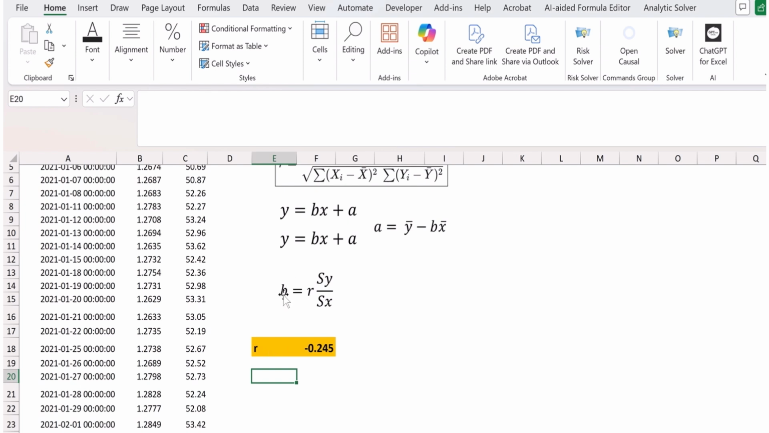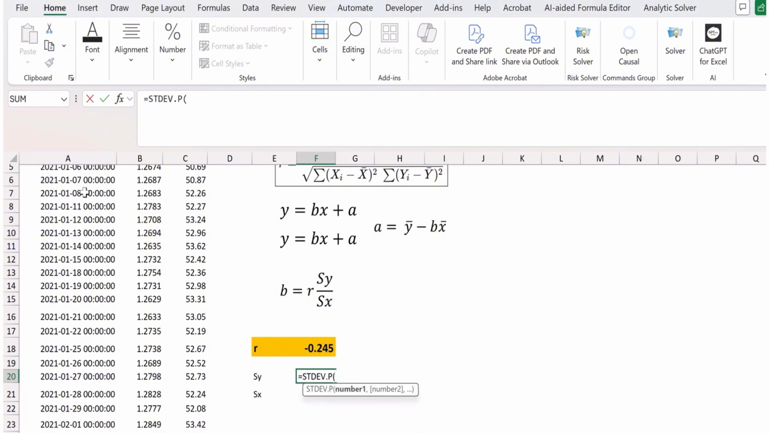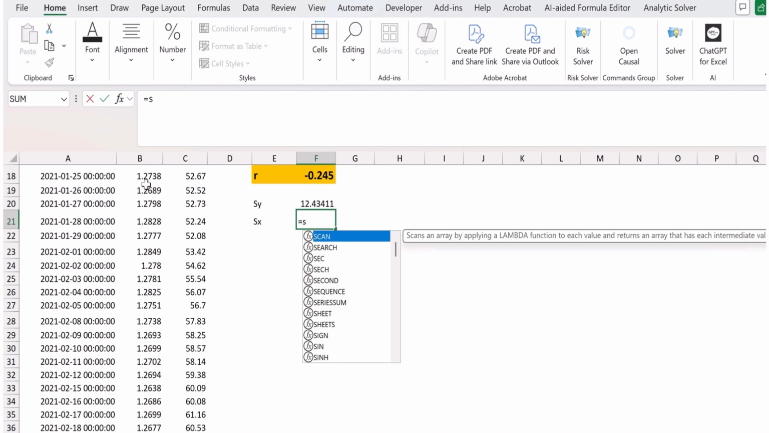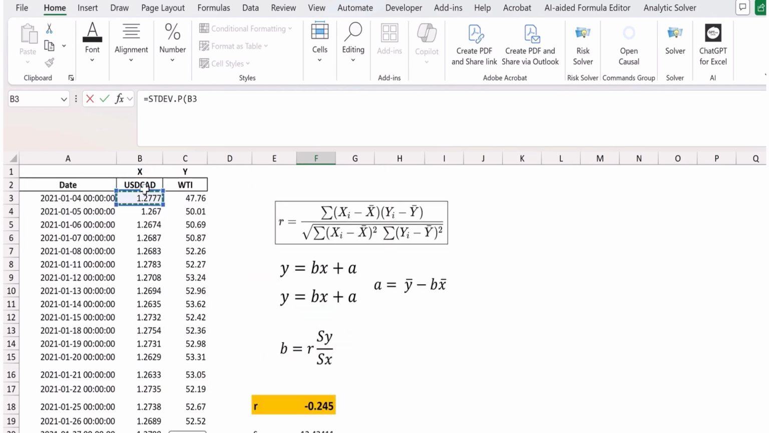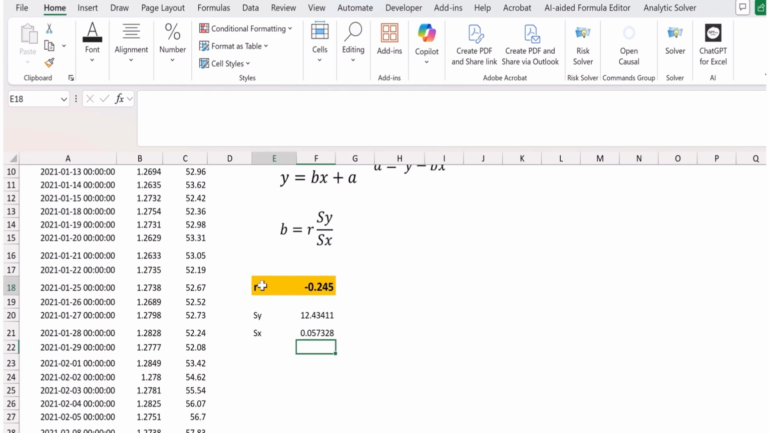Now, to calculate B, we need the standard deviation of Y and the standard deviation of X. And that's this, and X, that's it. So with these values, we can very easily calculate our B value for the equation. So B is equal to R times the standard deviation of Y divided by the standard deviation of X.